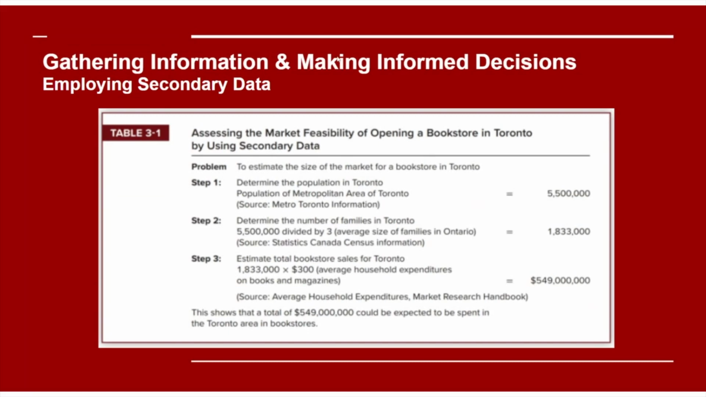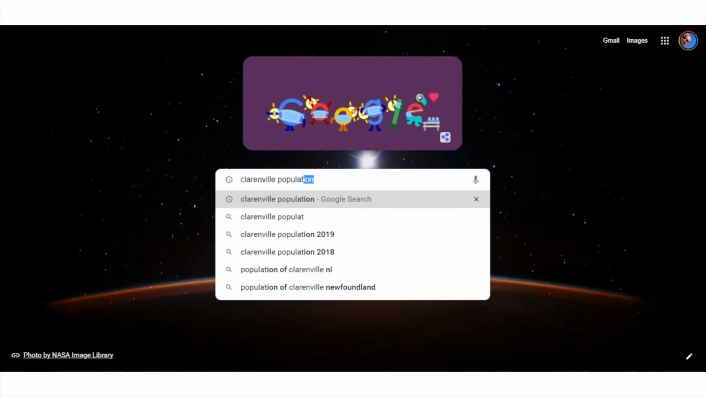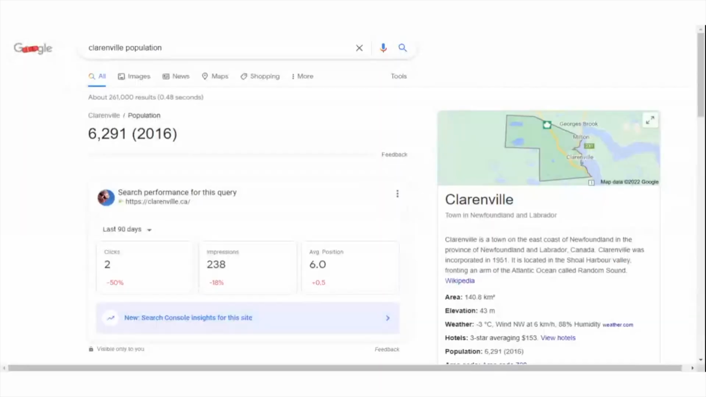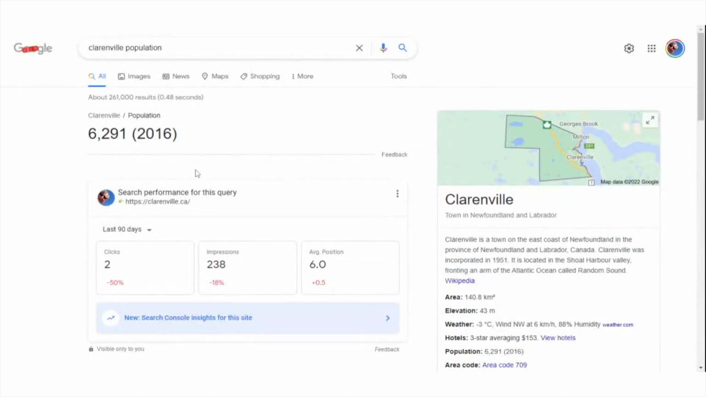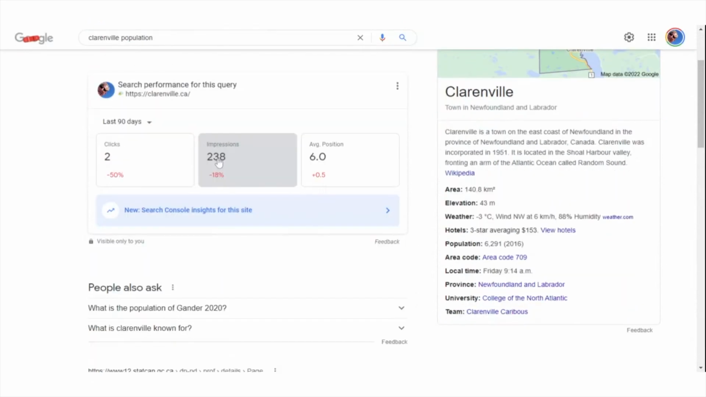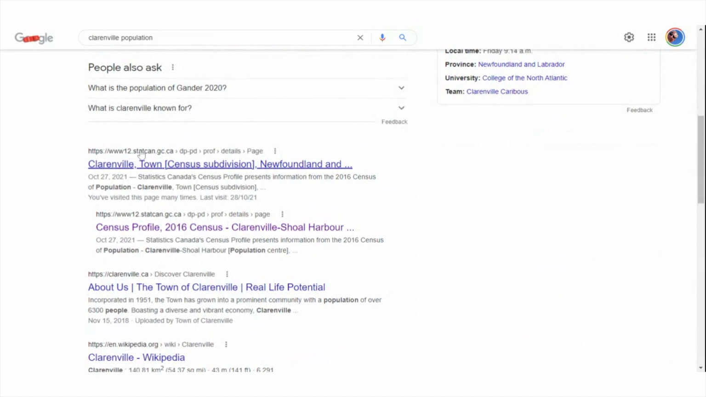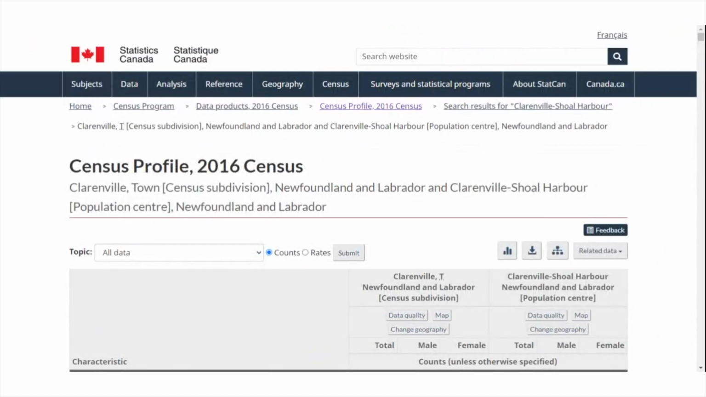Well, let me just switch. So here I am on Google, and I'm going to look for Clarenville population. Okay, so you can put that in, and it comes up with about 6,300 people. Where did that data come from? Let's scroll down here. Look at this, Stats Canada.